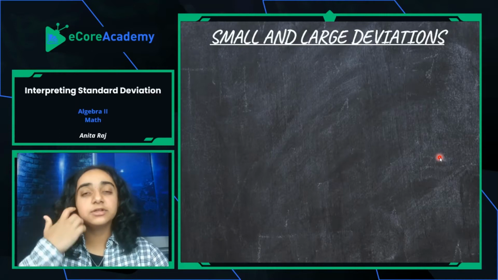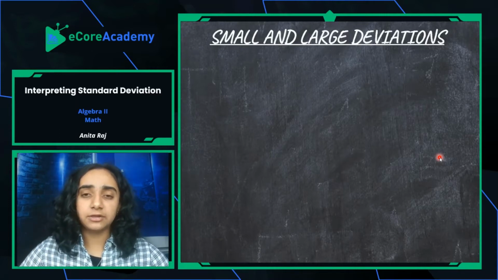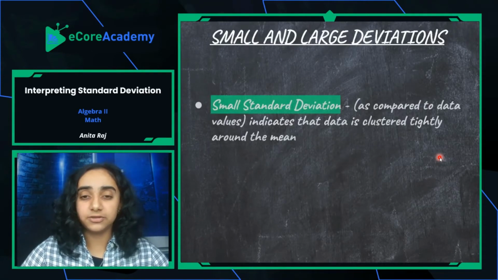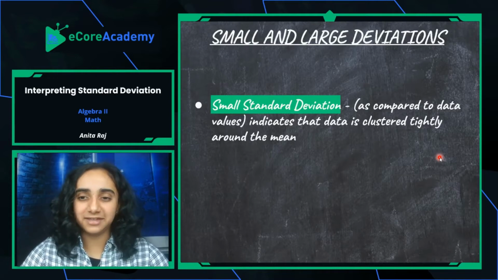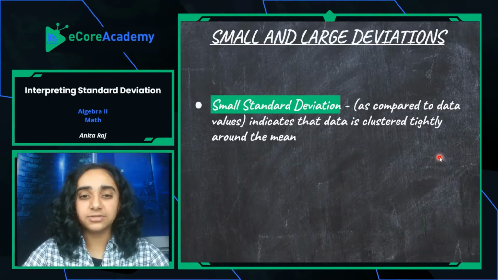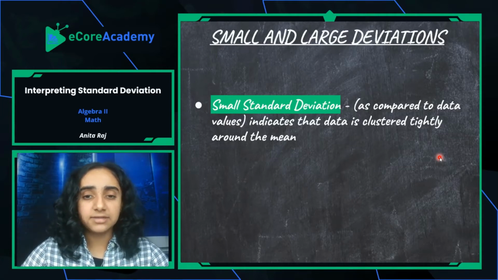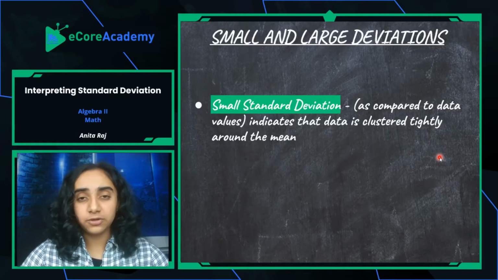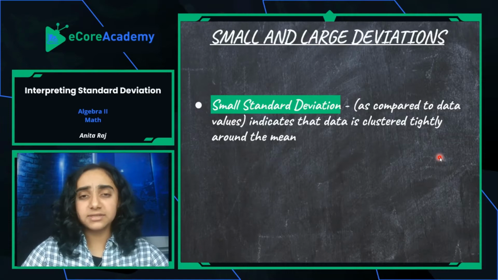And then when we find standard deviation, we're going to determine, is this a small deviation or a large deviation? Let's look at what those definitions mean. So small standard deviation. Small means tiny in a sense. When we compare it to data values, a small standard deviation is going to indicate that the data in the set is clustered tightly around the mean. So what does that mean? Well, the mean is the average or the norm, and it usually falls somewhere in the middle of the data set. It's not equal to the median, which is the middle of the data set, but it falls somewhere in the middle because it's the average.